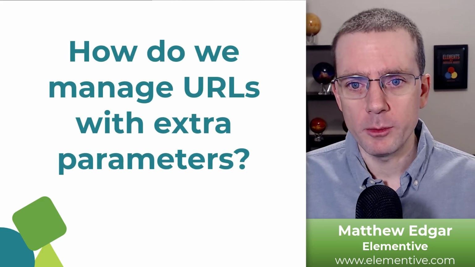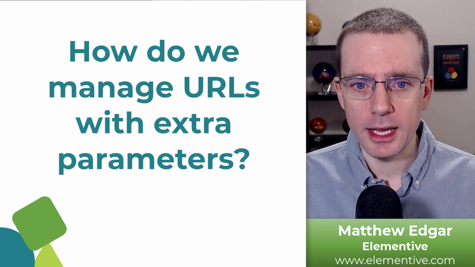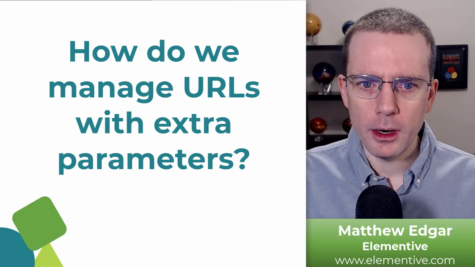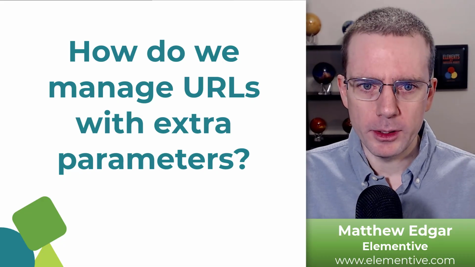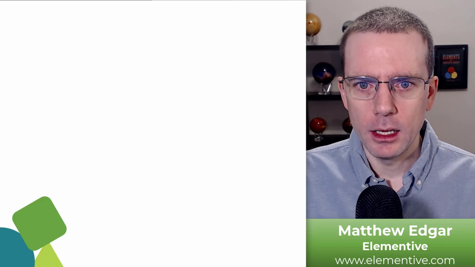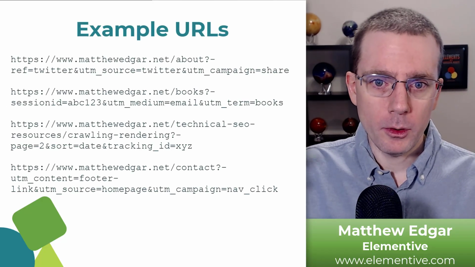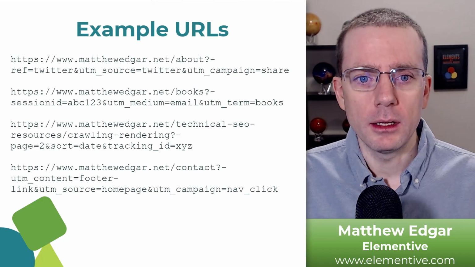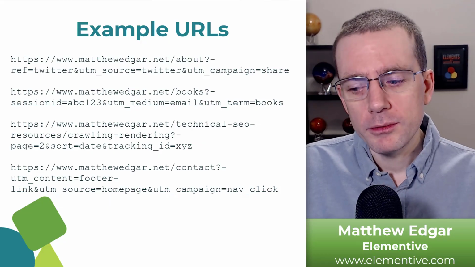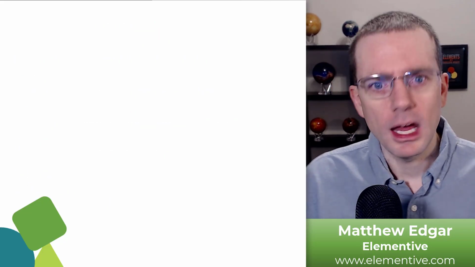One of the more challenging problems I run into when auditing sites are otherwise valid URLs with extra parameters or query strings added. For example, here are some parameter URLs I found on my website. Now, you can find these types of URLs in lots of different places.